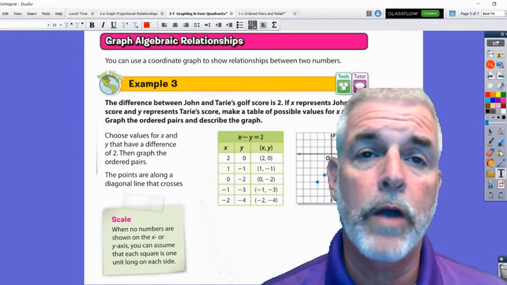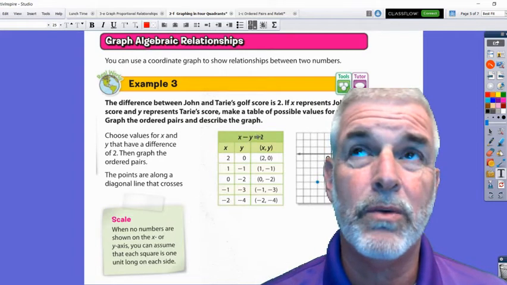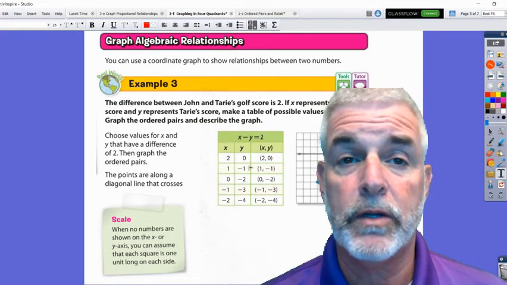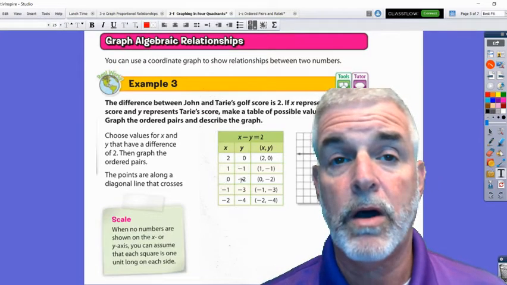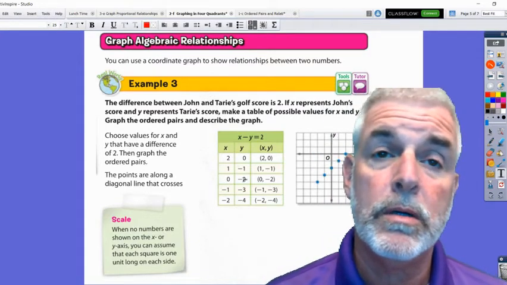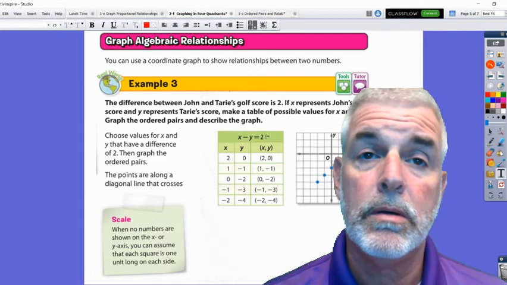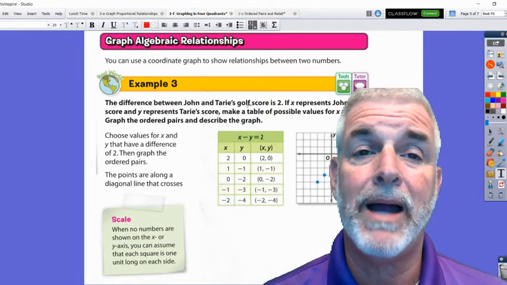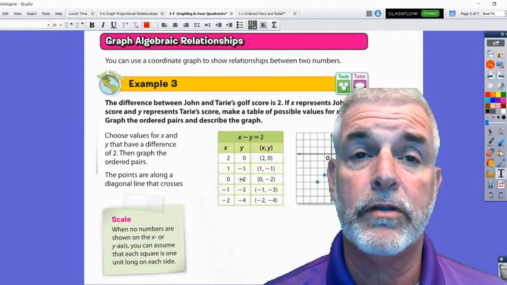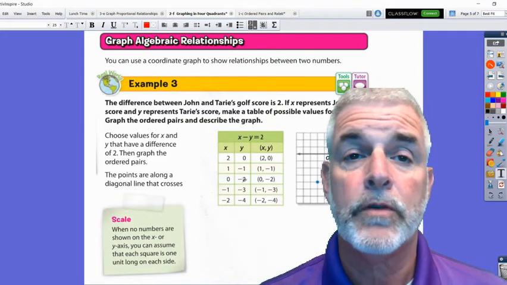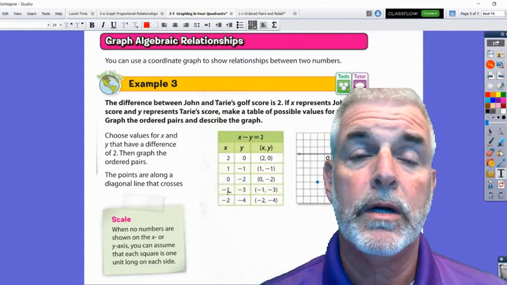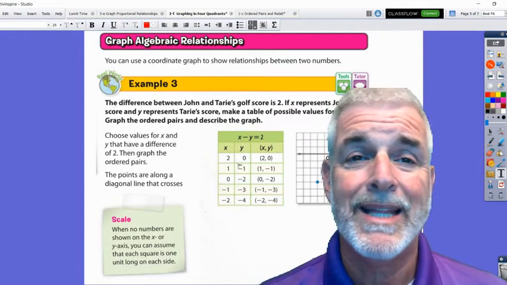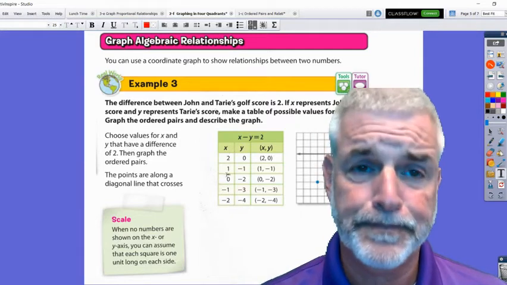Okay, if X is 1, 1 minus what number is going to equal 2? So then it has to be -1 to get the difference of 2 between the two scores. If X is 0, then Y is -2. Because it's the difference between John and Terry. So John minus Terry has to equal 2. So 0 minus -2. If John's is -1, Terry's is -3. Okay, so that's how they built this table.